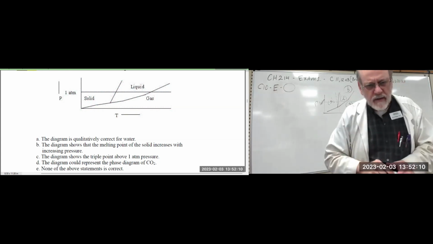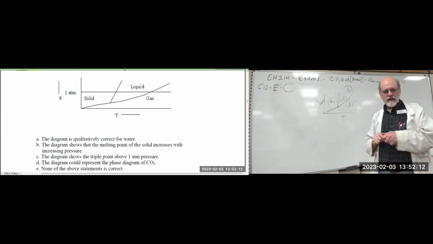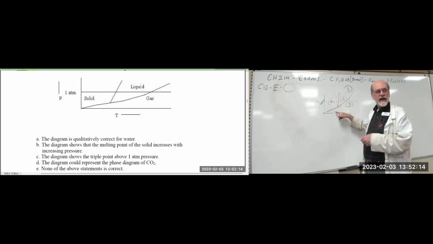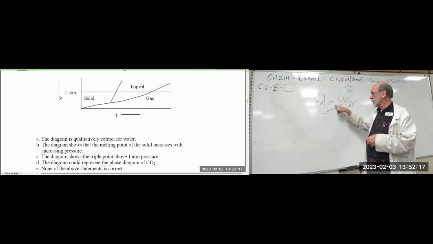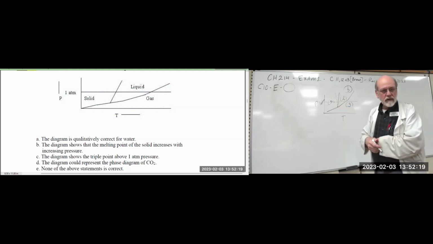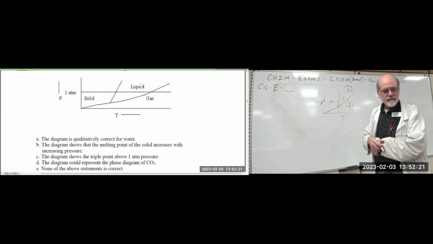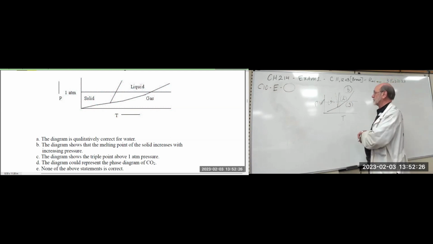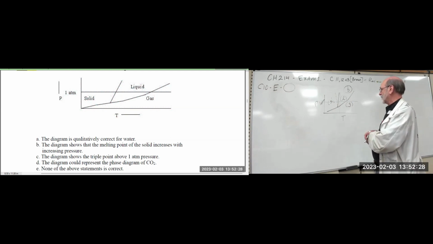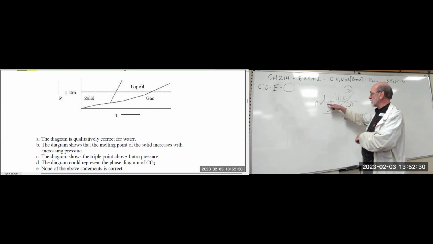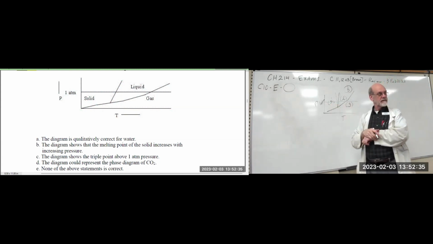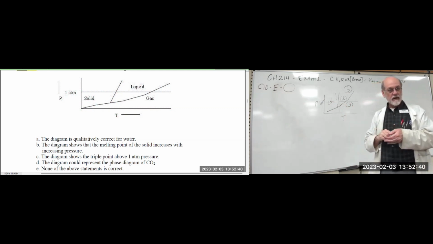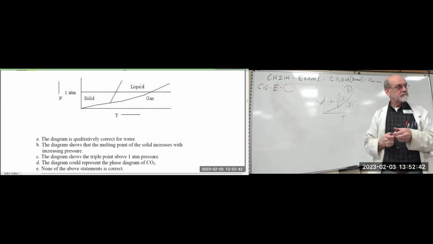What else do we have there? The triple point is above 1 atmosphere. No, it's below 1 atmosphere. It's down here. The diagram could represent the phase diagram of CO2. Could it? At 1 atmosphere, you should be able to go from solid to gas, sublime. So that's not CO2. Okay, the only one that's right is B.